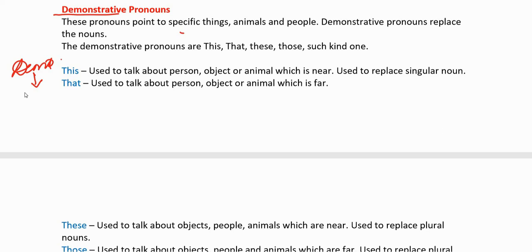So the demonstrative pronouns here point to specific things, animals and people. Demonstrative pronouns replace the nouns.